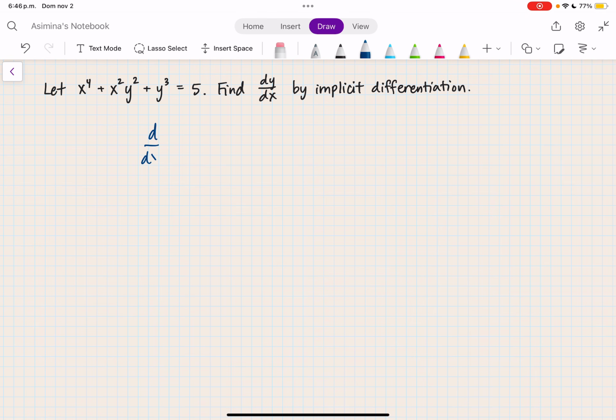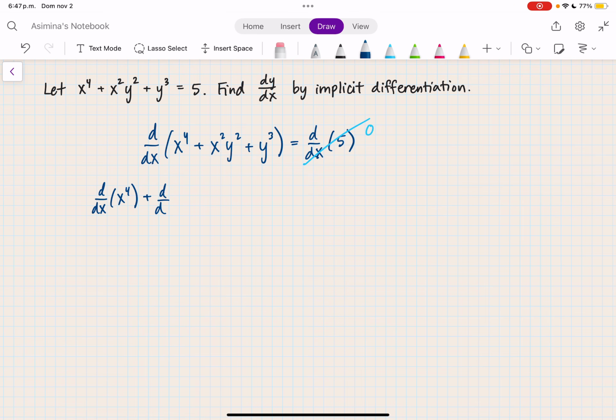So that means d/dx of x to the fourth plus x squared y squared plus y cubed, and then also the derivative of 5 with respect to x. Okay, so the right hand side is easy. We're taking the derivative of a constant, so that's just going to be 0. Now for the left hand side, we can break this up into the derivative of x to the fourth with respect to x plus d/dx of x squared y squared plus d/dx of y cubed.